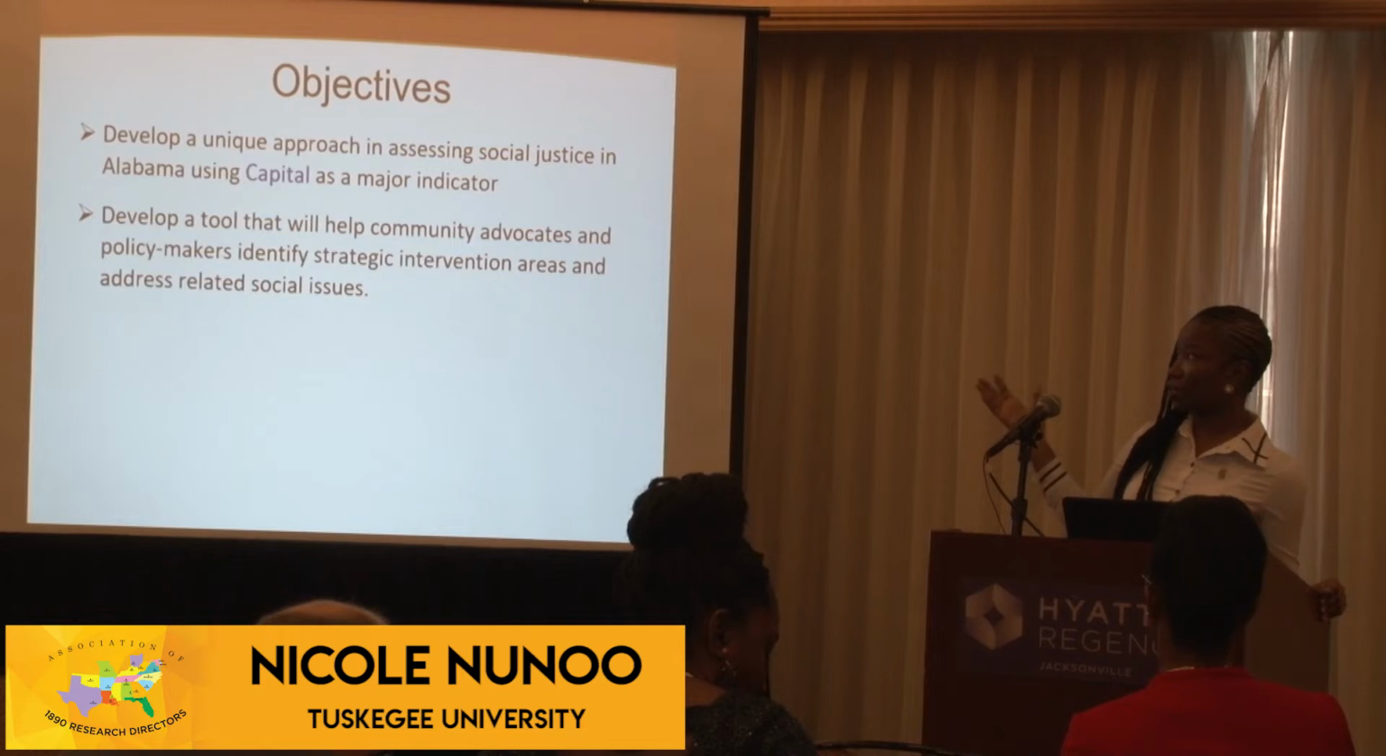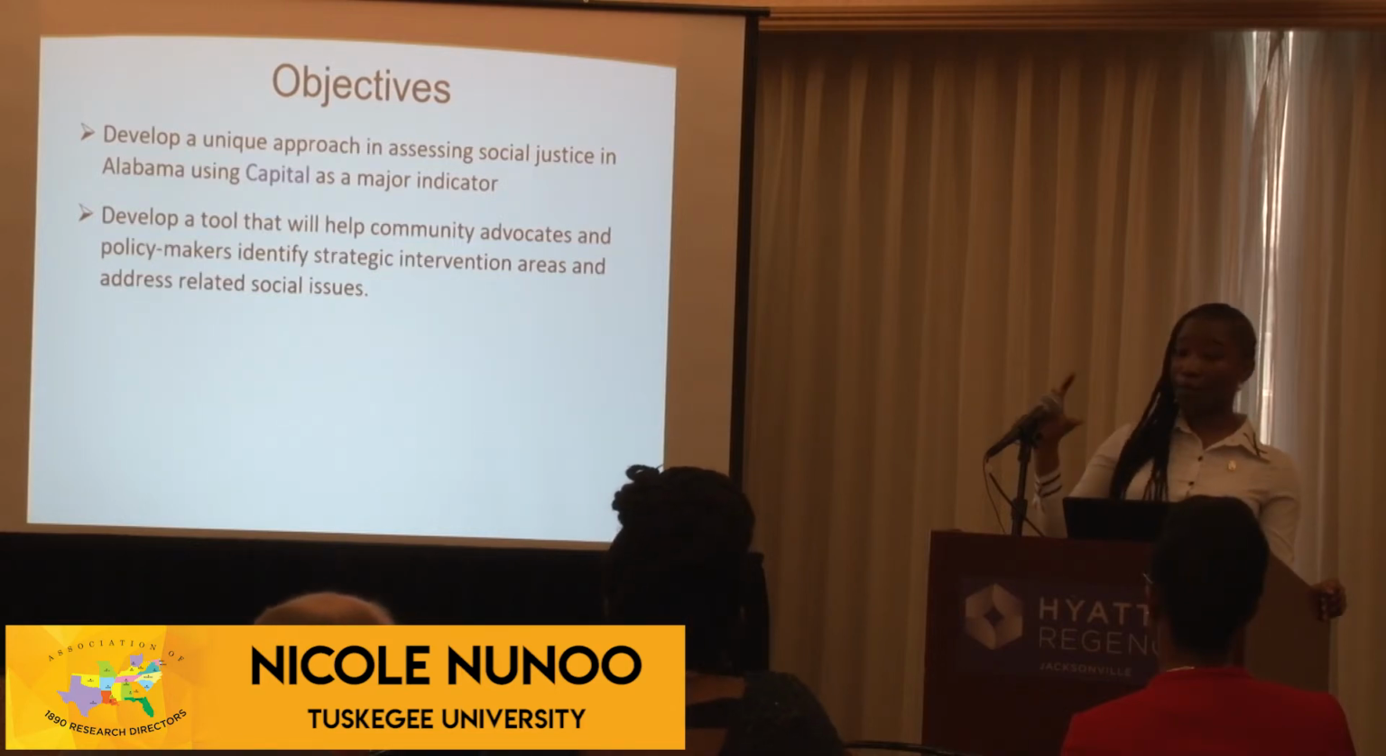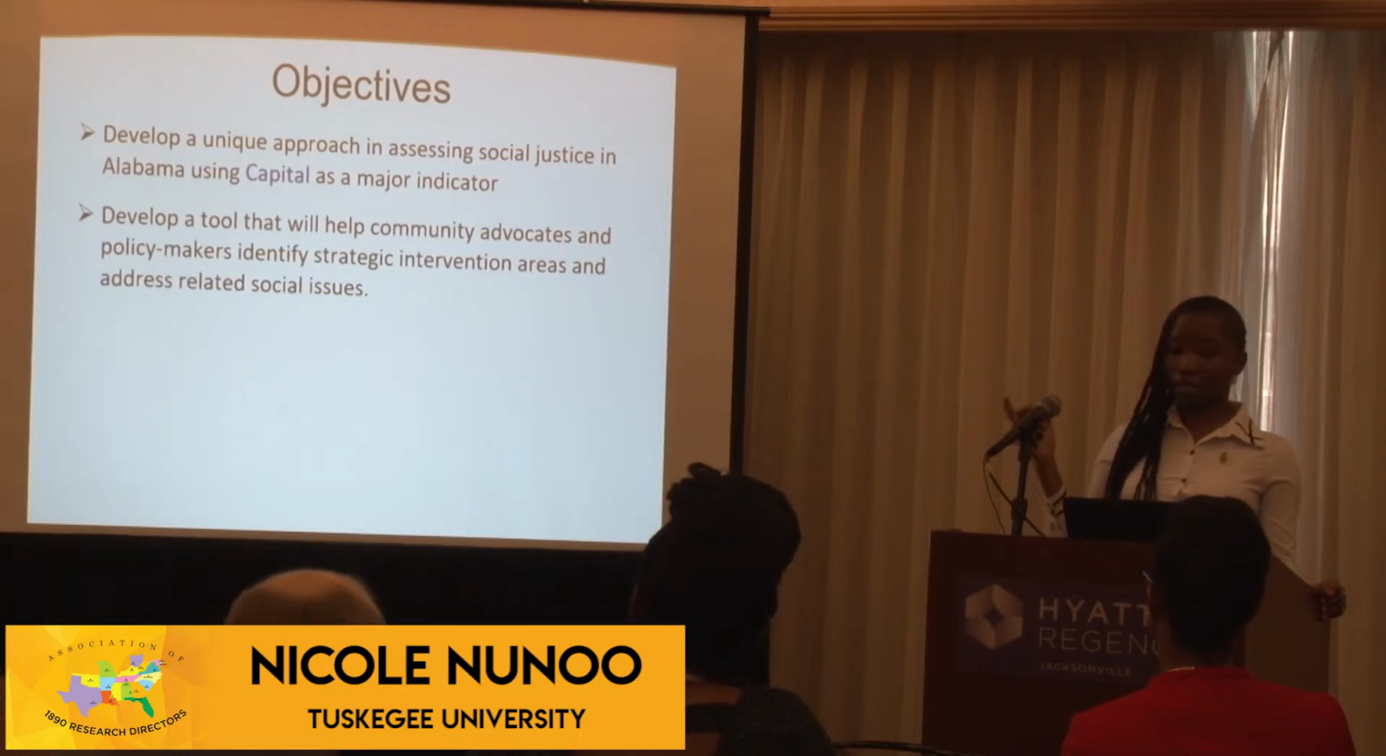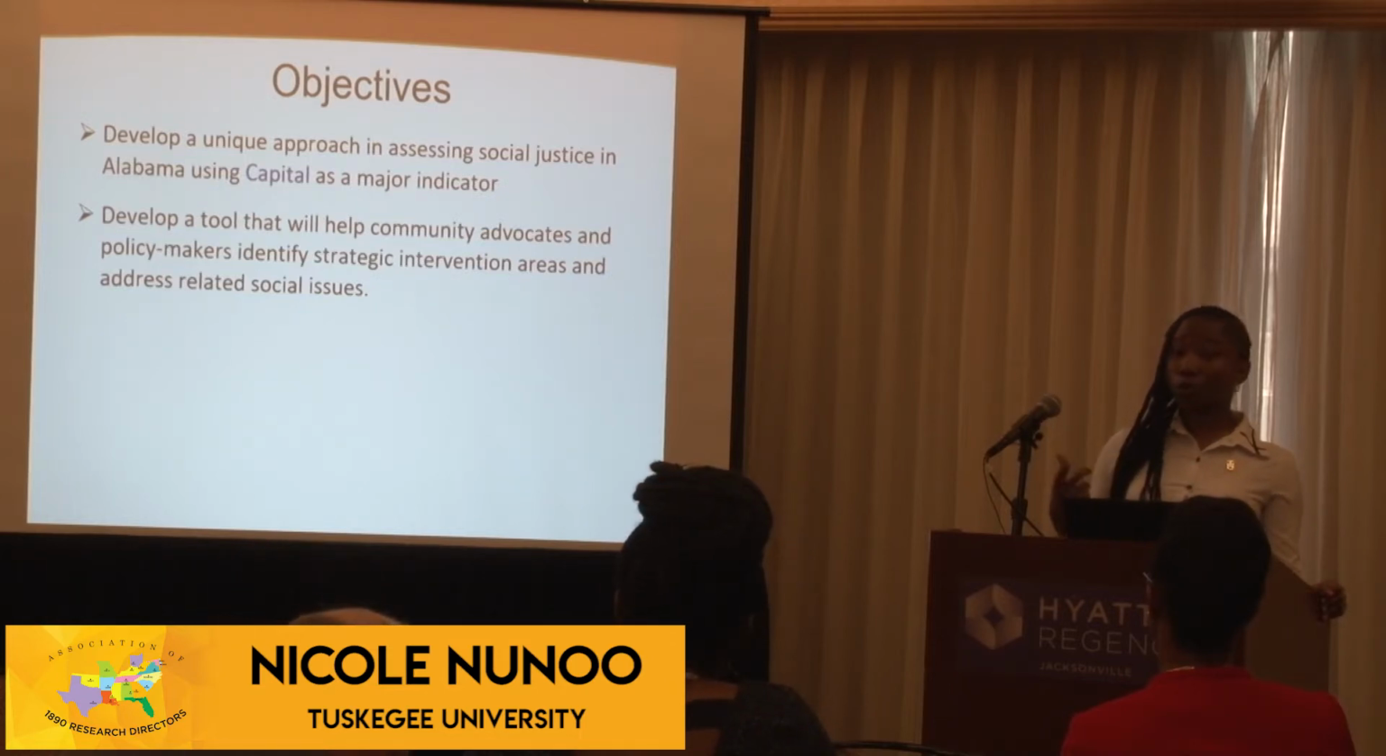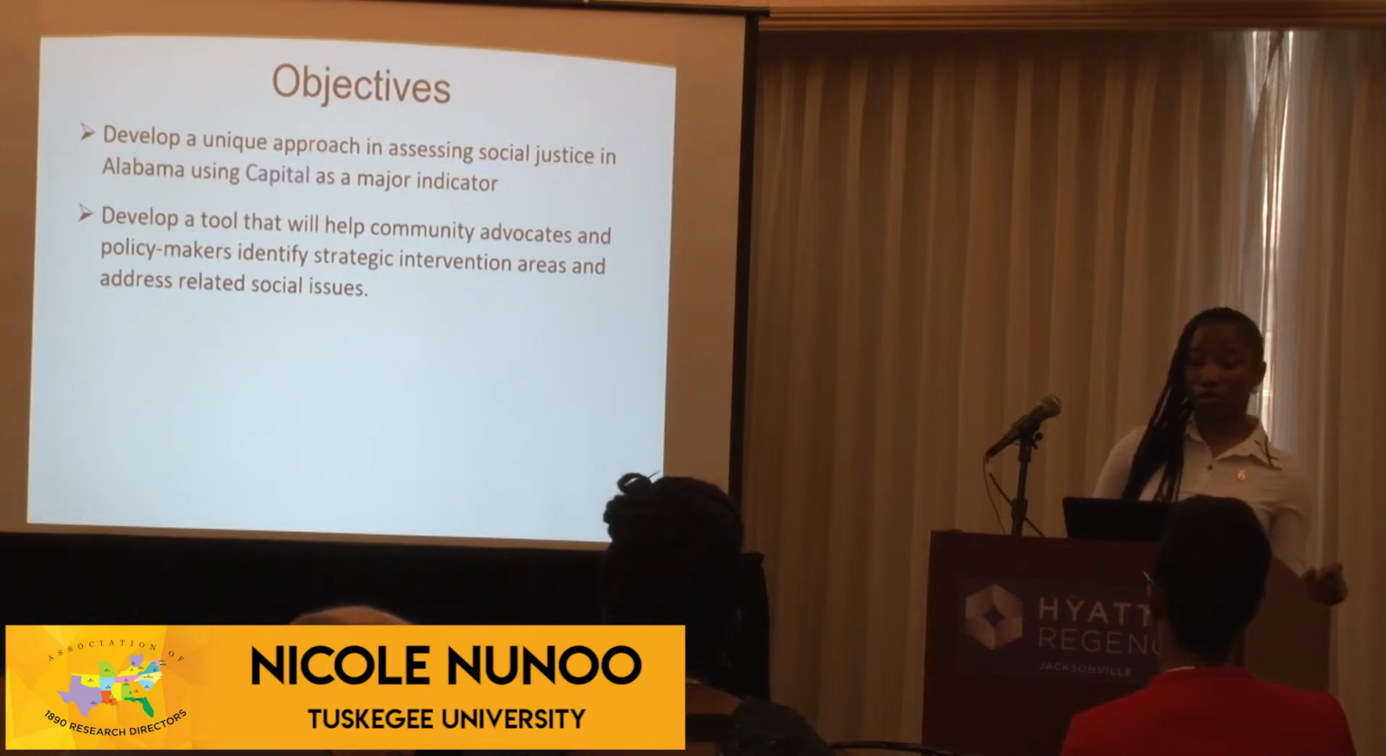So our major objectives were to develop a unique approach in assessing social justice in Alabama using capital as a major indicator, and also to develop a tool that will help community advocates and policymakers to identify strategic intervention areas and then help them to address socially related issues.